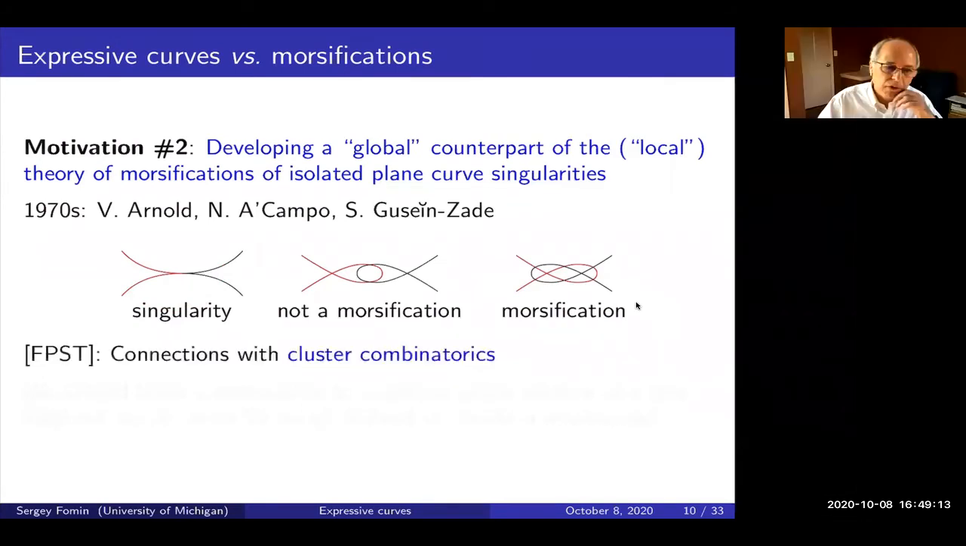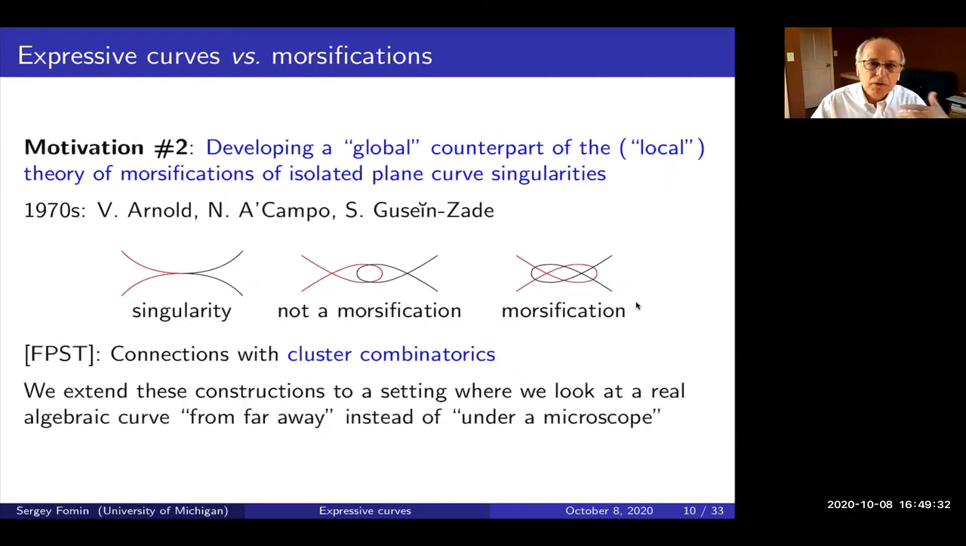So one thing that we did with Pasha, Zhenya, and Dylan was to connect this theory with cluster combinatorics, with combinatorics of cluster algebras. And I just want to use an excuse of this talk to tell you about that connection, and also tell you of a dream that we have, which is actually close to being realized, to extend these connections to a setting where instead of looking at a singular point under a microscope and seeing this morsification as something which is happening near a singular point, we shook our curve a little bit, and our complicated singularity disintegrated into a bunch of simple nodes.